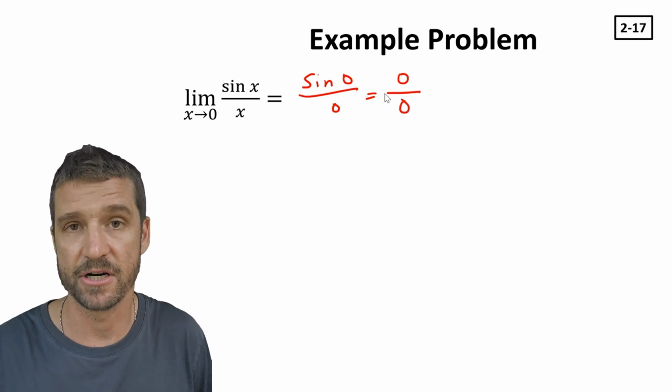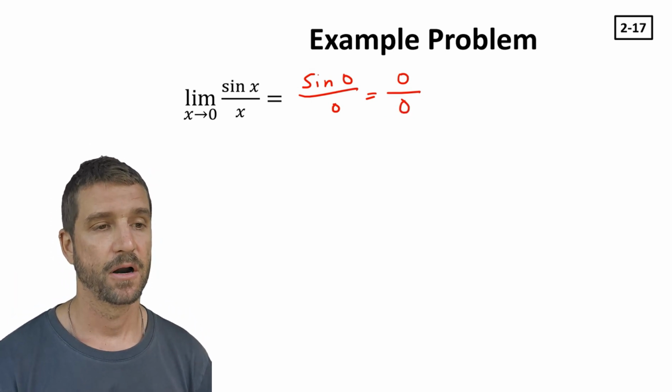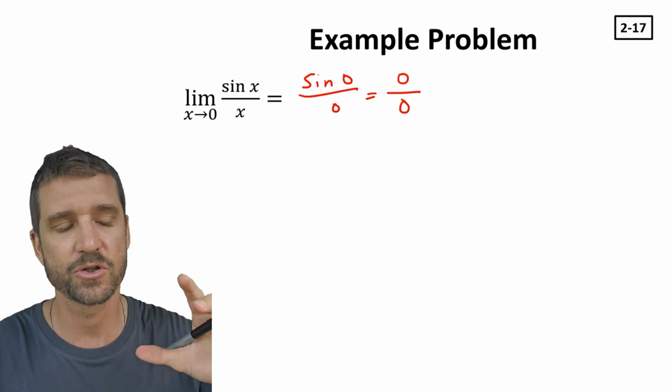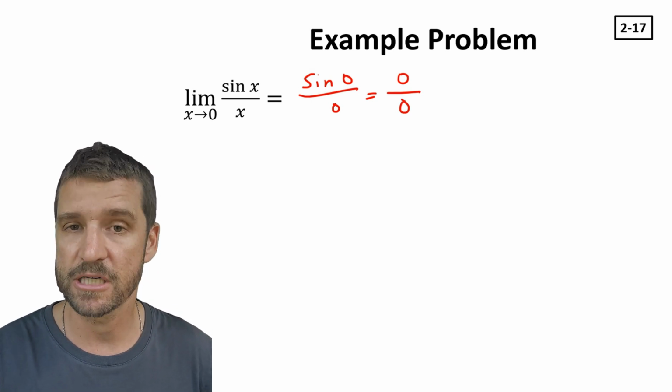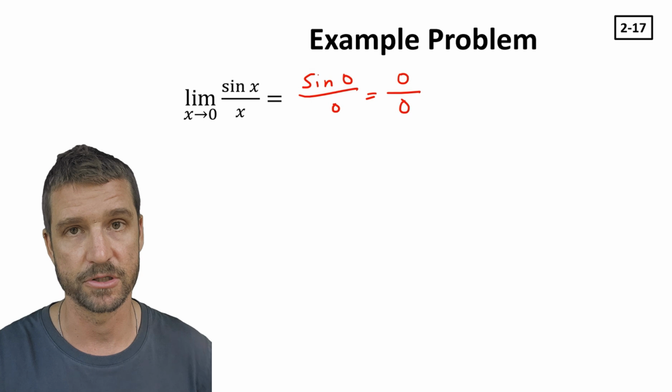Okay, we cannot have a 0 in the denominator. It is what we call an indeterminate form. All right, 0 over 0 is an indeterminate form. Okay, we'll talk more about that in later videos. But yeah, I want you to explore this on your own. Graph it, use the table. What does this limit equal?